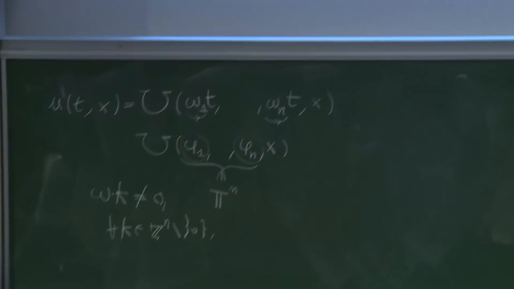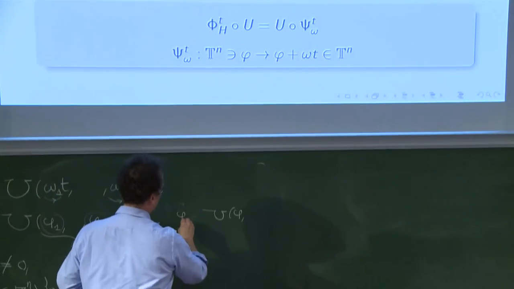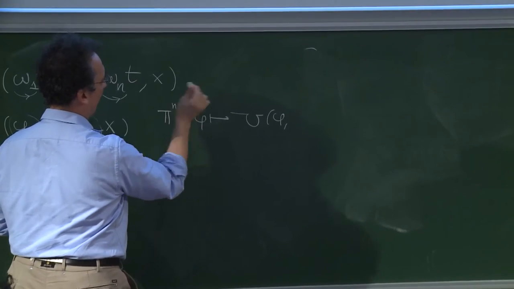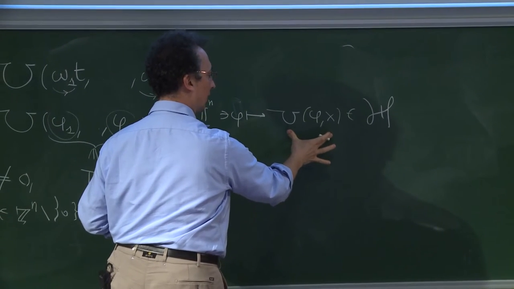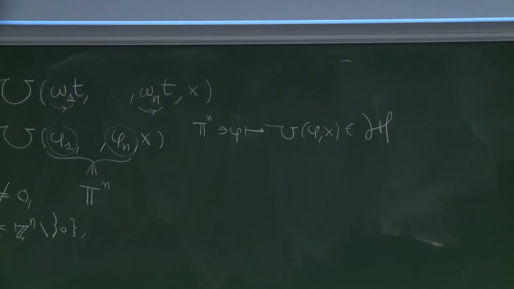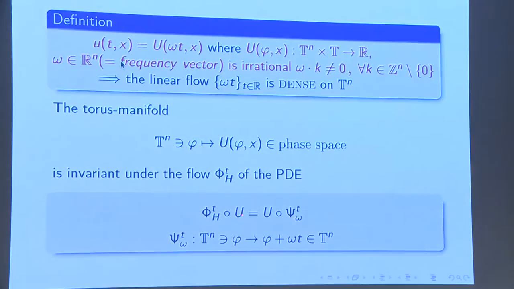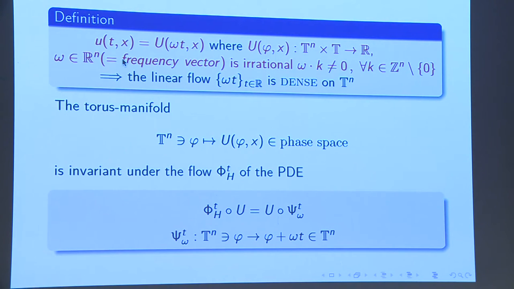It means that in the phase space there exists a manifold parameterized by n angles. So in an infinite dimensional phase space, if the initial datum starts on this manifold, then the solution will remain forever on it. And actually the flow applied to this initial datum is nothing but the rotation for the linear flow, omega t. So the dynamics of the initial data restricted on these manifolds is just the linear flow, just the translations.